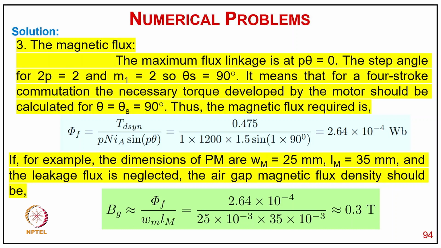And if, for example, the dimensions of PM are Wm equal to 25 millimeter and Lm equal to 35 millimeter, and the leakage flux is negligible, the air gap magnetic flux density should be B equal to phi f upon Wm into Lm. So putting values it comes to 0.3 Tesla.